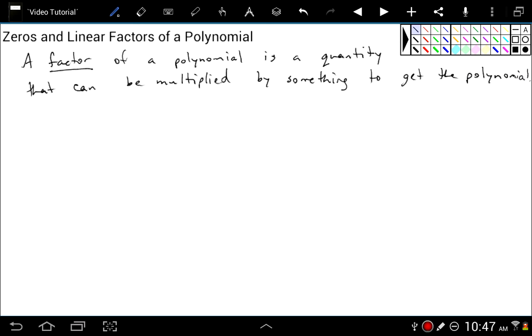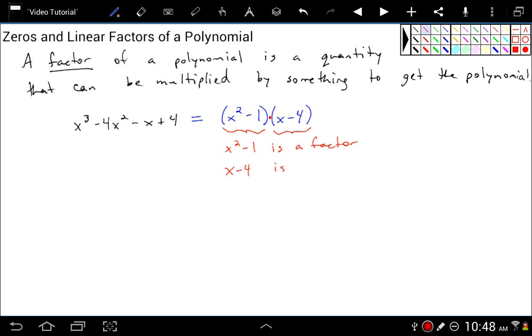For example, before we looked at x cubed minus 4x squared minus x plus 4. A different way of writing this is x squared minus 1 times x minus 4. And the point here is not to teach you how to get this. I'm just showing you this is the same thing. If you multiply this blue stuff out, you get this polynomial. The key is these two things multiply together to give me this polynomial. So in other words, x squared minus 1 is a factor, and x minus 4 is a factor. So that's what factors are, things that multiply together to give you the polynomial.